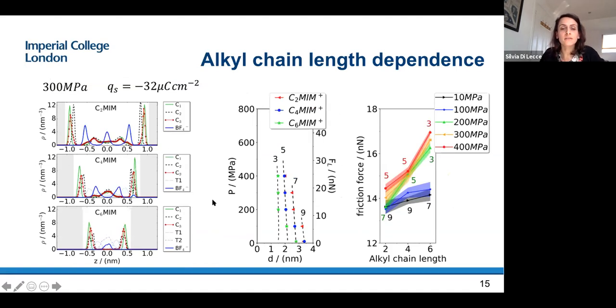The number of layers is actually dependent on the load that we are applying and on the chain length of the cation. In particular, we see also in that case that for the same load, the smaller cation is actually less compressible than the larger cation. The friction force also in that case is increasing with the chain length, and it depends on pressure as well.